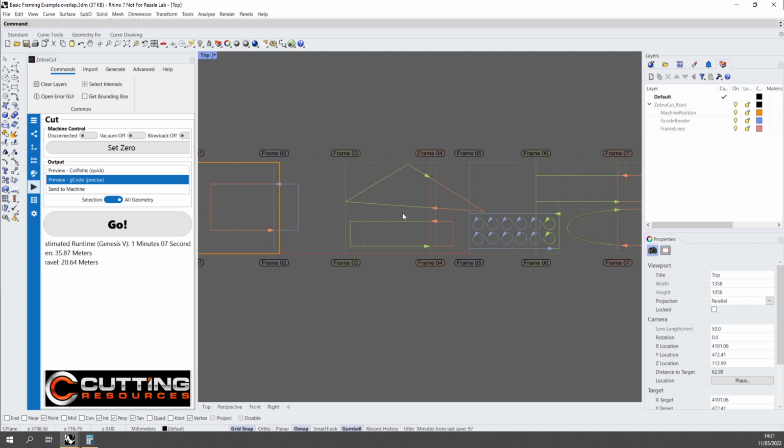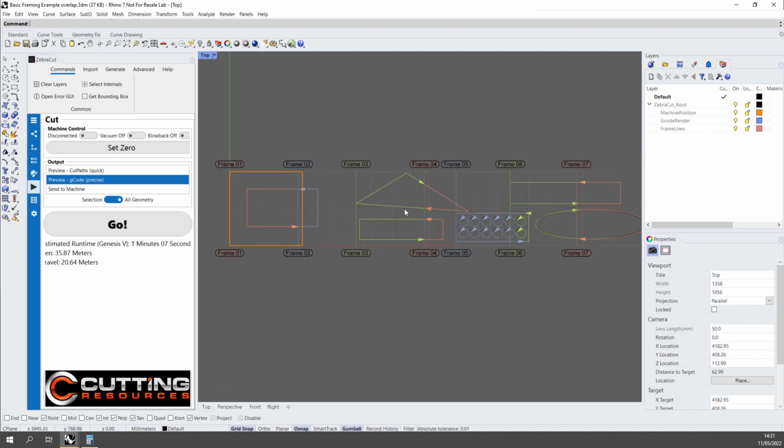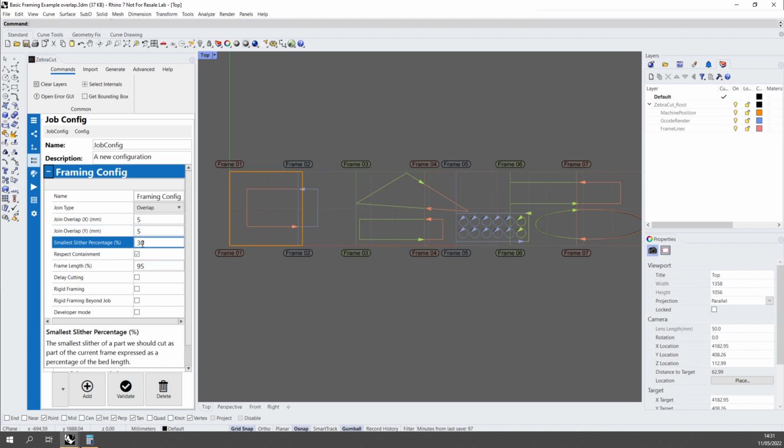So again, what you're trading there is essentially having fewer frame breaks on your parts. However, that will lead eventually to more frames across complex jobs. So there's always a trade-off with these things, but this is how you can control the smallest slither of your parts to be cut.